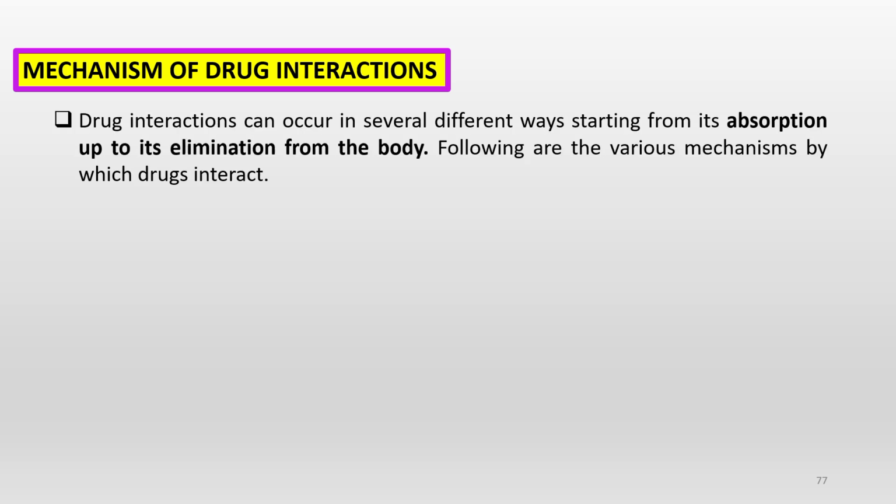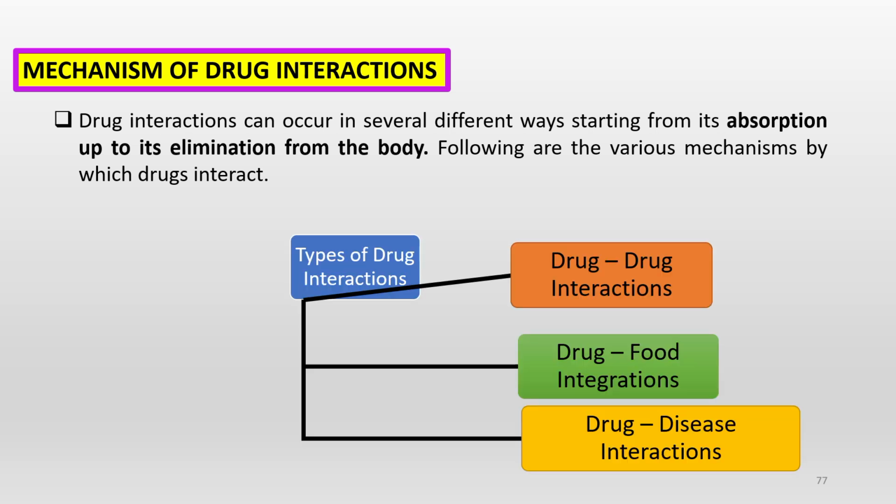Mechanism of drug interaction: when we talk about it in pharmacology, which you studied, drug interaction can occur in several different ways, starting from absorption up to elimination from the body, like pharmacokinetics. Following are the various mechanisms by which drugs interact. Types of drug interaction: you can see drug-drug interaction, drug-food interaction, and drug-disease interaction.